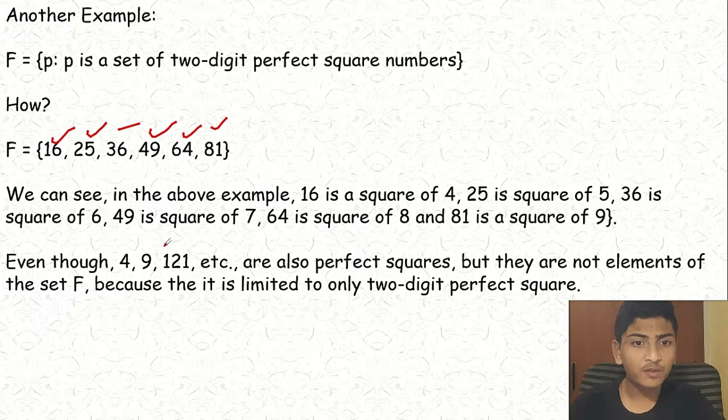Even though 4, 9 and 121 are also perfect squares, they are not elements of set F. As I already told, the reason is it should be a set of 2-digit perfect square numbers itself. It is limited to only 2-digit perfect squares.